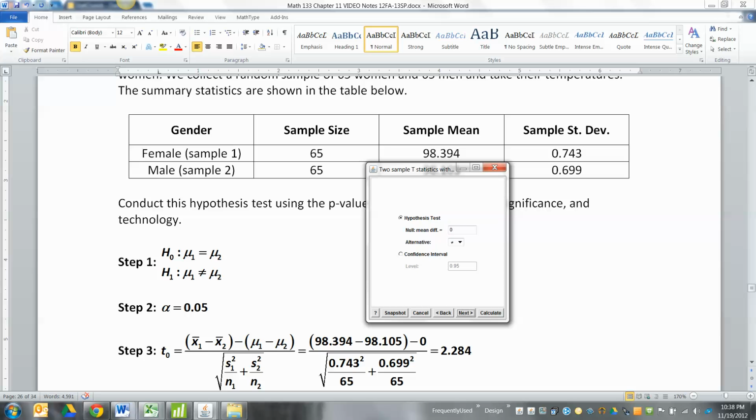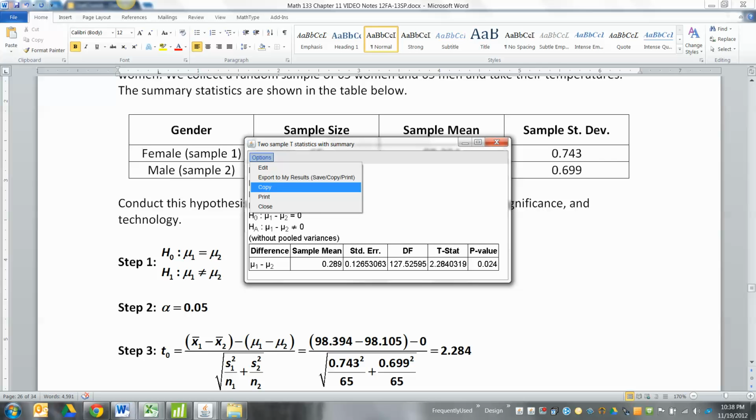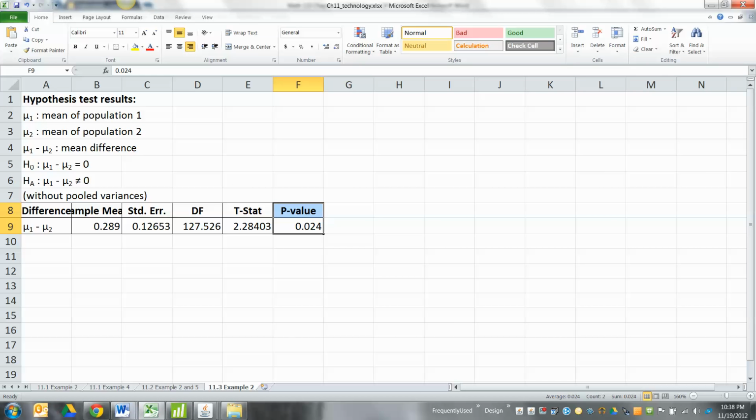We're doing a hypothesis test. The mean difference was 0, right? Because that's how those computer programs run. And then we're going to do not equal and click Calculate. And there it is. So you can copy and paste it right into your Excel spreadsheet. Oh, but I already did because I've already made this video and it got eaten by my computer. It makes me so happy when that happens. So here's 11.3 example 2 right there. So I copied and pasted that in. You can see your test statistic right there and your p-value right there. Always useful.